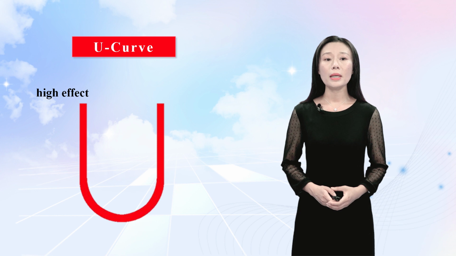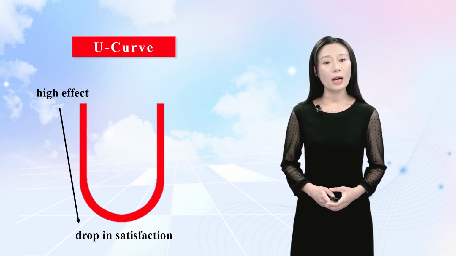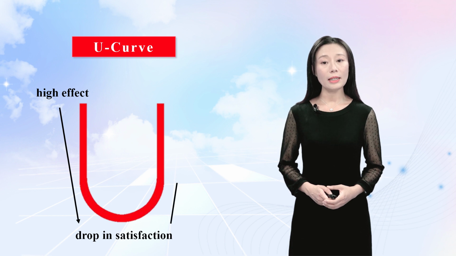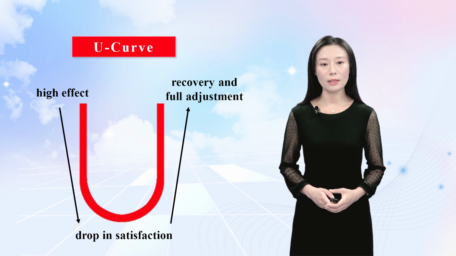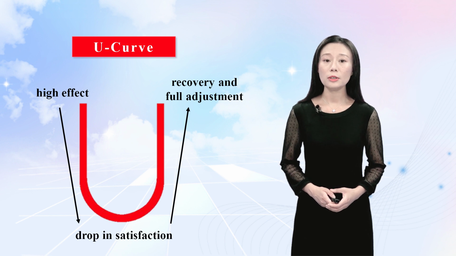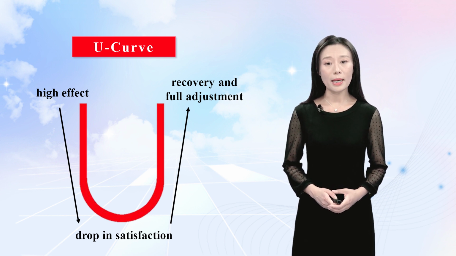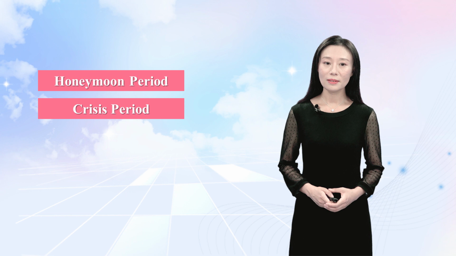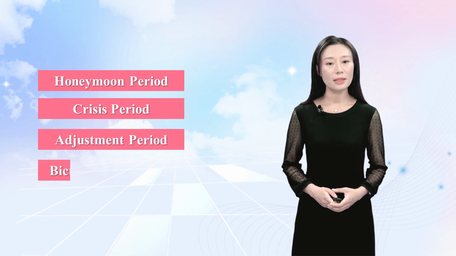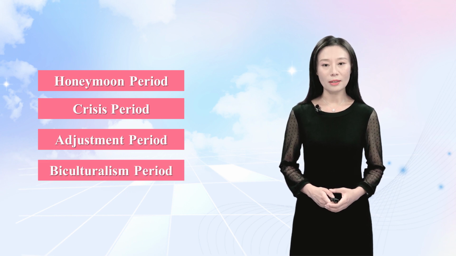The U-curve pattern begins with high affect, followed by a drop in satisfaction, and ends with a period of recovery and full adjustment. Generally, the U-curve comprises four stages: honeymoon period, crisis period, adjustment period, and biculturalism period.